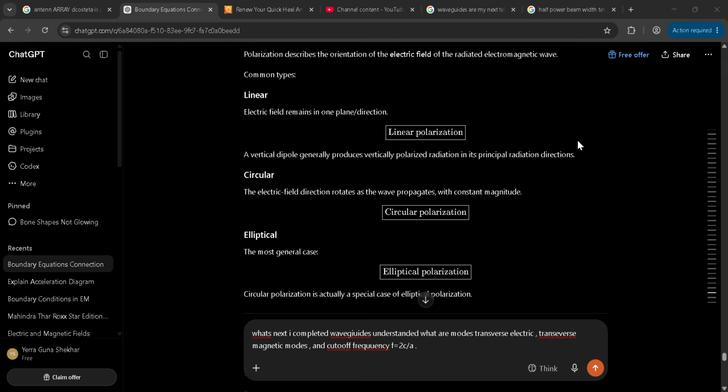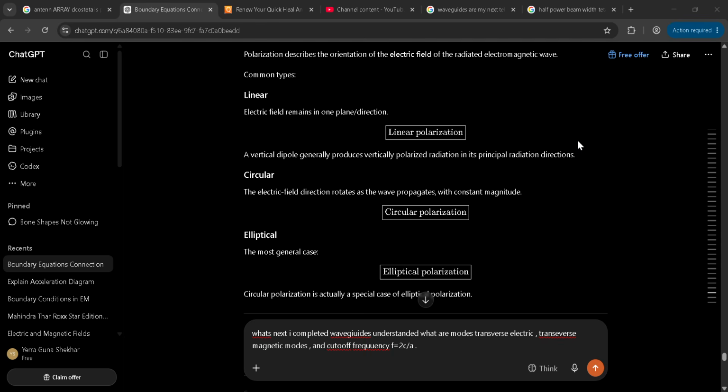Polarization tells us the electric field direction in an antenna. For a dipole antenna, it is linear polarization, where the electric field is along the antenna. For circular polarization, the electric field direction rotates as the wave travels forward with constant magnitude. In the most general case, it is elliptical polarization. Circular polarization is actually a special case of elliptical polarization.